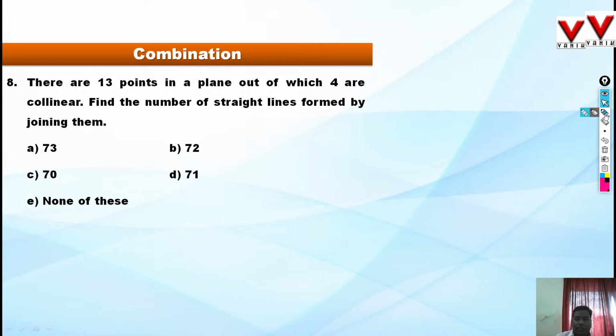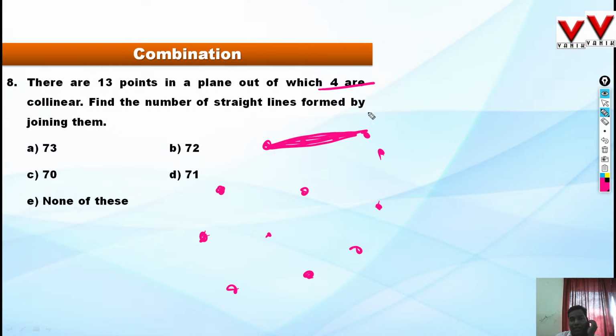There are 13 points. Suppose 1, 2, 3, 4 points are collinear. Then 5, 6, 7, 8, 9, 10, 11, 12, 13. These are the 13 points. 4 points are collinear. We cannot make a straight line using this point to this point. Clear? So, we make only one straight line using the 4 points. This is your one straight line. But using the other points, we can make these straight lines.